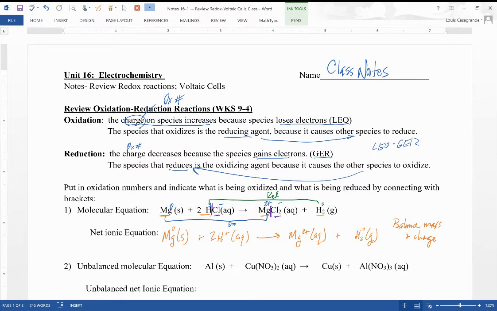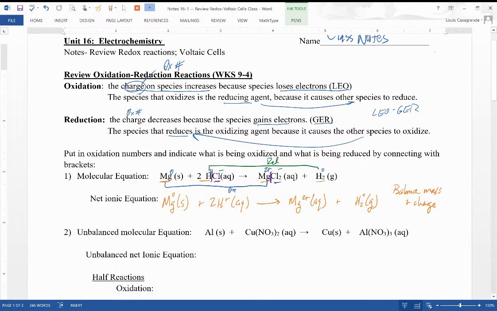In number 2, we're going to take a look at an unbalanced equation, and this is going to be essentially the reaction we did at the very beginning of the year when we put the aluminum foil into the copper. It was copper chloride then. Copper nitrate is okay. We can use any copper species, any copper 2+ compound that's going to do this.